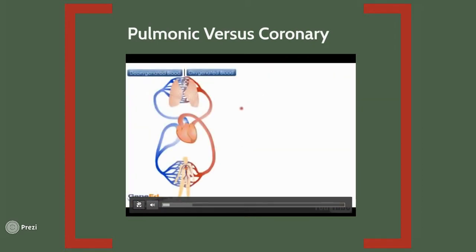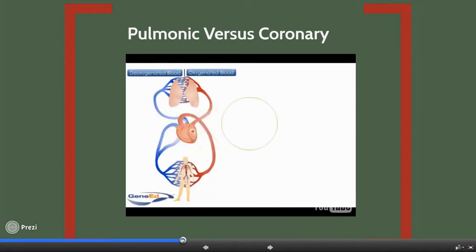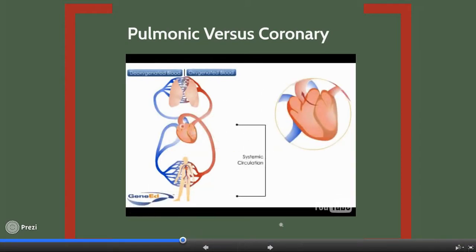Blood circulates through the body in 2 main routes. The systemic circulation transports oxygenated blood to the tissues and brings deoxygenated blood back to the right side of the heart. The pulmonary circulation transports deoxygenated blood to the lungs and brings freshly oxygenated blood back to the left side of the heart. The coronary system is the portion of the systemic circulation that perfuses the heart muscle.